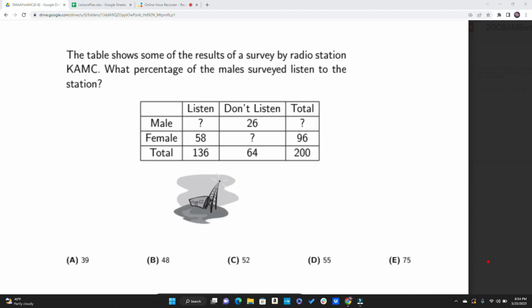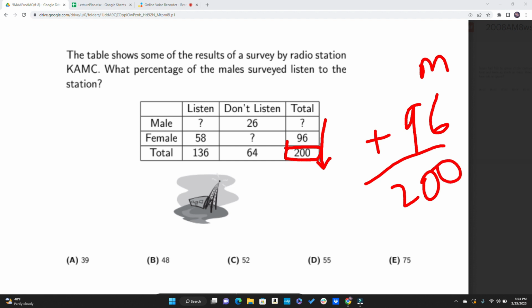So this table shows the results of a survey by a radio station. What percentage of the males surveyed listened to the station? So we know we've got males and females interviewed. Our total for this column should be 200, right? It says our total is 200. So there are a total of 96 females plus some number of males. Put M for males. Adding them together, we should get 200. So we can use that to solve for the number of males. 200 minus 96 equals 104 males that were interviewed. So that's 104.